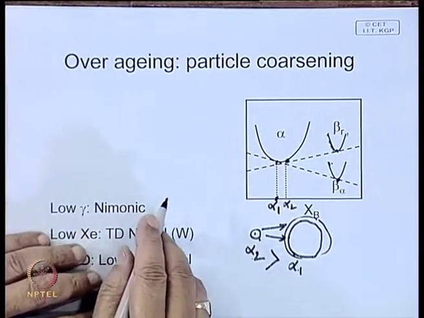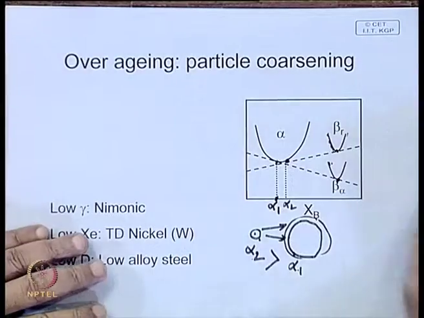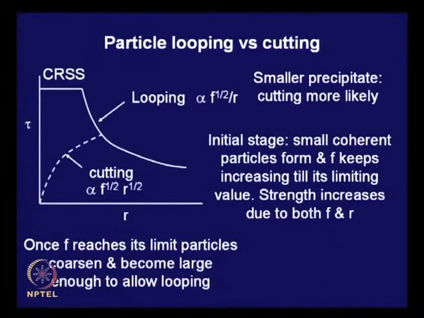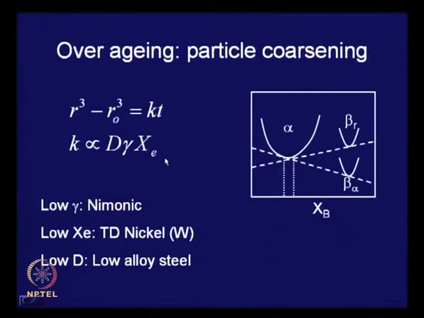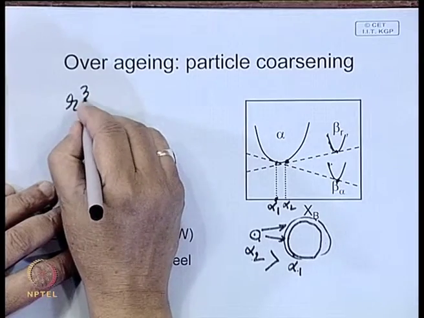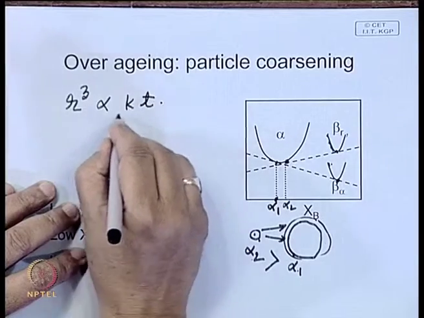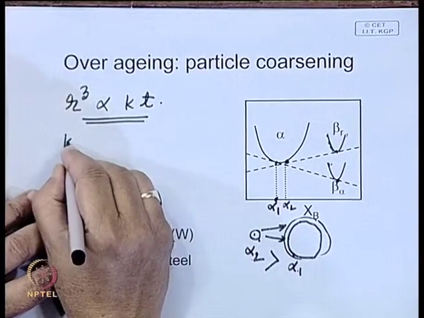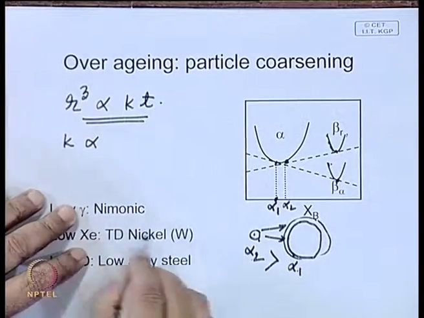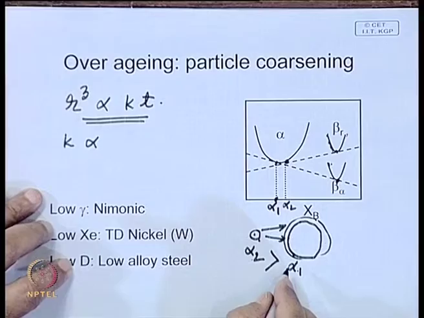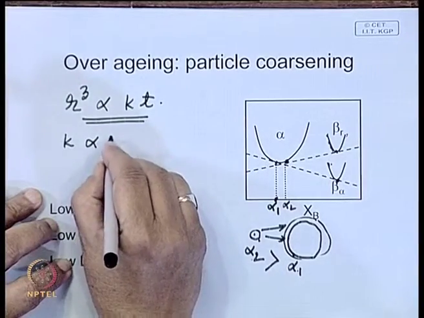This process is called Ostwald ripening, and it is possible to show that the process of ripening follows a kinetics something like this. This is the radius of the precipitate, and this is the original initial precipitate size. So, r cubed is proportional to a constant times t, and k is the rate constant, which is proportional to a few factors. Definitely the diffusivity will play an important role.